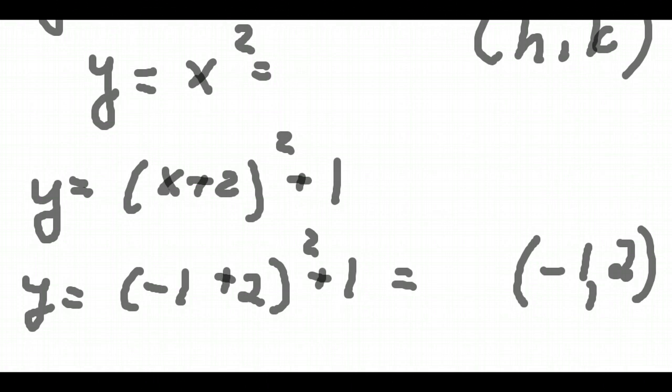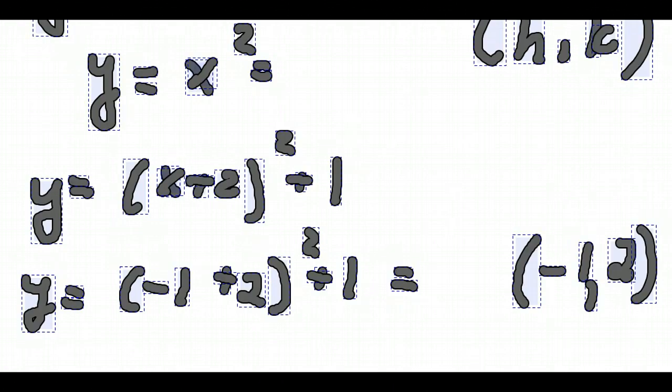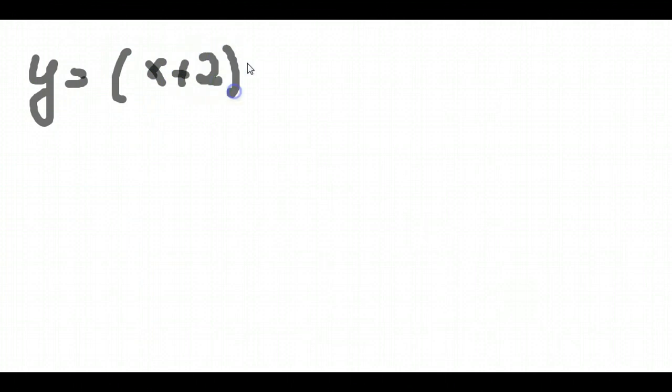So now let's try another one. Let's throw a 0 into the equation and see what happens. We have y equals open x plus 2 closed squared plus 1. What do you get when you throw in 0 for your x? Tell me what your y value is. This should just take you a few seconds. I want everybody to do that.